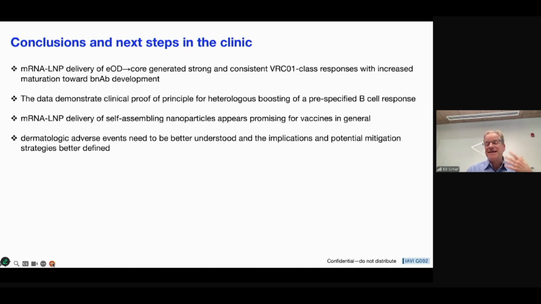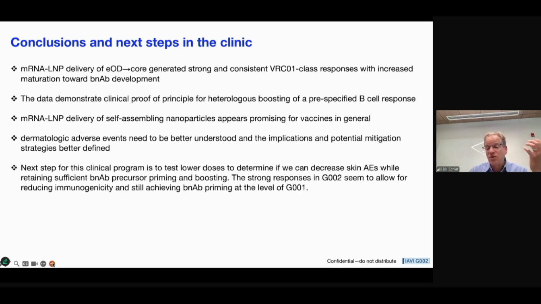You may have heard, I didn't have time to show, we do have some dermatologic adverse events in G002 that we didn't see in G001, and we need to understand them better and understand potential for mitigating them. One thing we're doing is just coming back with a lower dose. The next step for this clinical program is to test lower doses to determine if we can decrease skin adverse events while retaining sufficient BNAB precursor priming and boosting. And I would say the strong responses in G002 seem to allow for reducing immunogenicity and still achieving BNAB priming at the level of G001, which was already exciting.